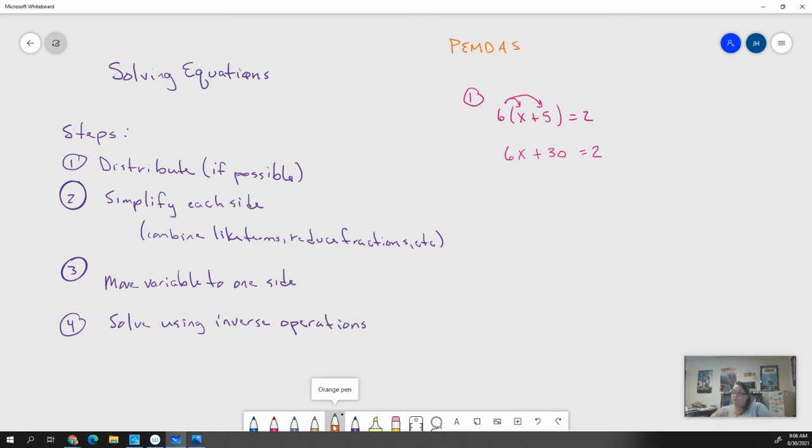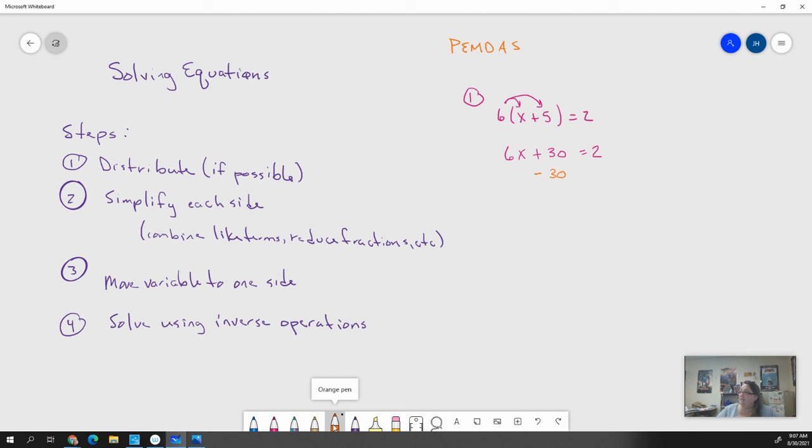When we're undoing something, though, we're going to use backwards PEMDAS, right? So if I'm looking at what's being done to x, I'm not going to deal with this multiplication first. I'm going to deal with the addition first, right? And I see that 30 is being added to it. So to get rid of it, I'm going to subtract 30.